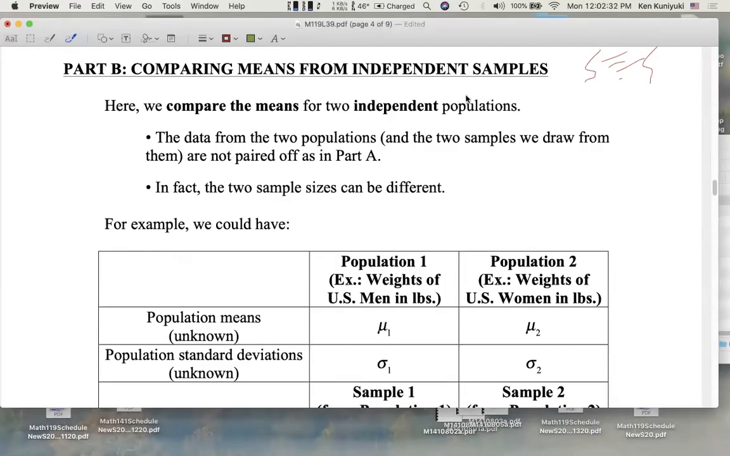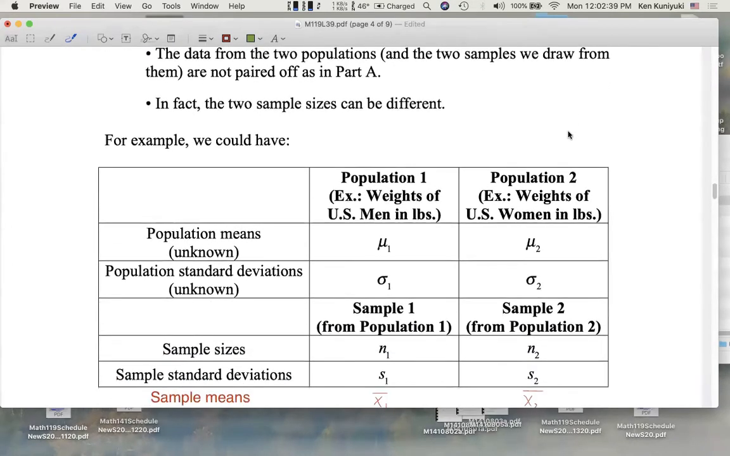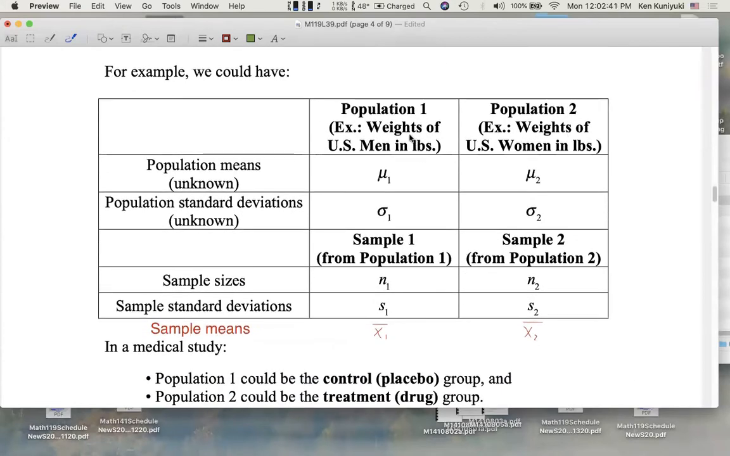Hi, everyone. Let's say we're comparing means from independent samples from two different populations. So, for example, let's say we have a population of men versus a population of women in the US. Let's say we're studying weights. So, here's the population of weights of US men in pounds. Here's the population of weights of women in US pounds.